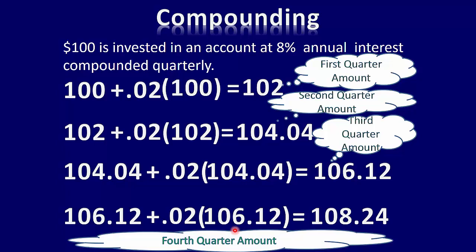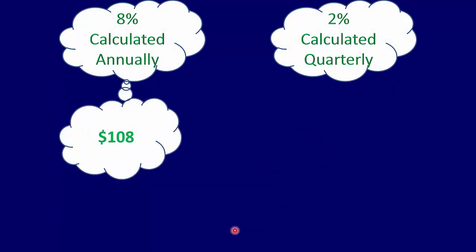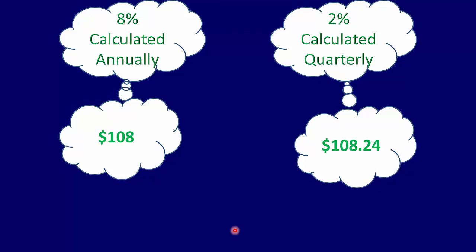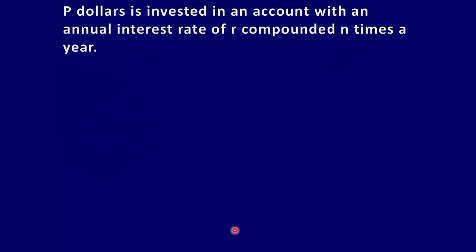So this is what we get when we compound it 4 times. Notice, if we just calculate the interest annually, we had $108. If we spread it out over the course of the year, 2% each quarter, we got $108.24. So we would say, really, we didn't earn 8% per year. We earned 8.24% by compounding it quarterly.